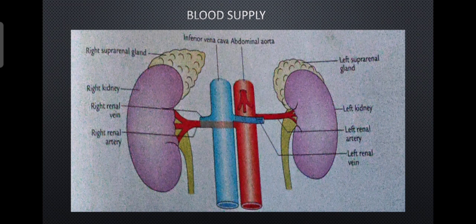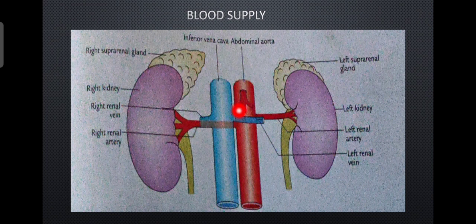Next, we are going to see one of the most important aspects, which becomes very easy when understood: the blood supply. Usually blood supply includes arterial supply and venous drainage. The kidney is supplied by the renal artery, which arises from the abdominal aorta at the level of the L2 vertebra. They are paired branches arising on the lateral aspect of the abdominal aorta. The abdominal aorta has many branches, so remember the lateral branches include the renal arteries.